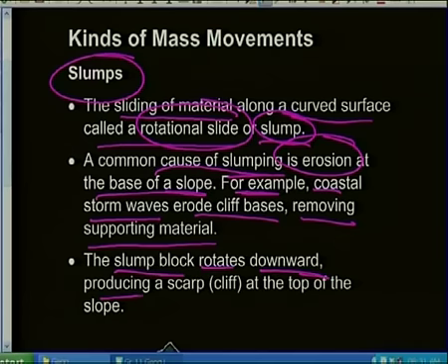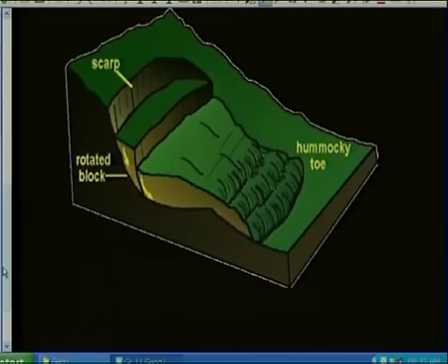Commonly where tidal waves occur, especially along coastal areas, we have what we call a slump or a rotational slide. This erodes away the mass areas of the coastal plain. The slump block rotates downward, producing a scarp or cliff at the top of the slope. In this example, remember, we're referring largely to coastal areas. Note the following. There's the original landmass, and there's your slump area. Note the rotated blocks that occur due to slumping.